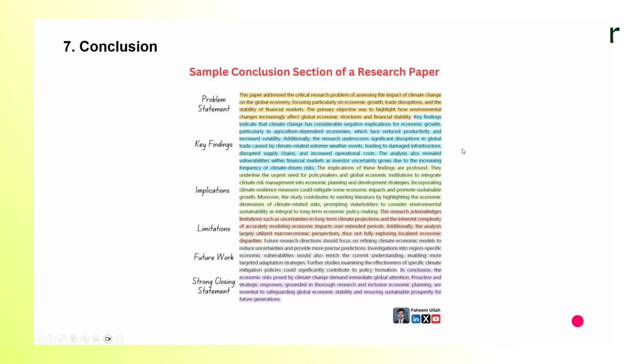This is an example of a good conclusion section. So you see that it has all the 6 parts that I mentioned: a problem statement, key findings, implications, limitations, future work, and closing statement.